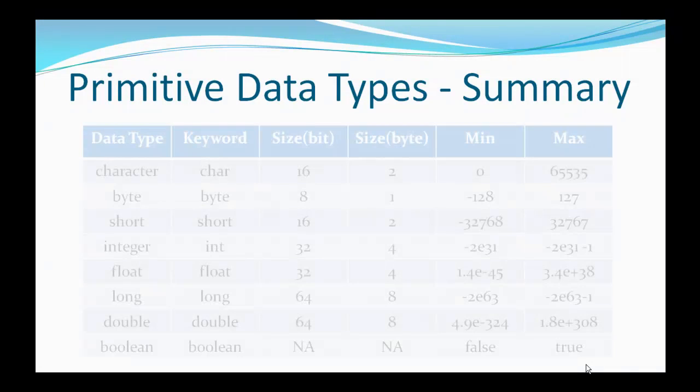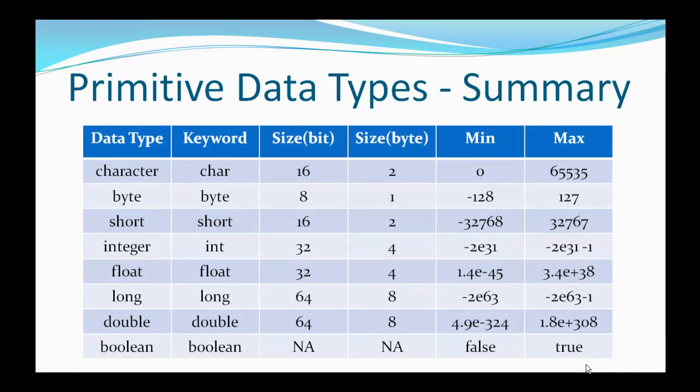In this section we have a table of different data types with keyword, size, minimum and maximum values. Let's see, for example, byte. Byte has the keyword byte, whose size is 8 bits and which can hold a minimum value of -128 to the maximum value of +127.